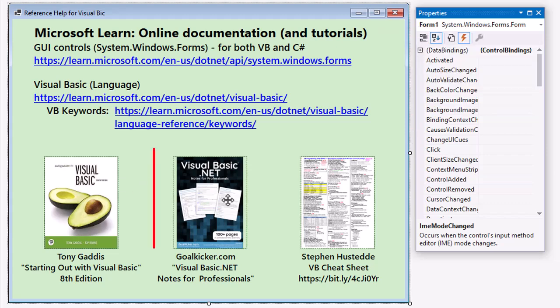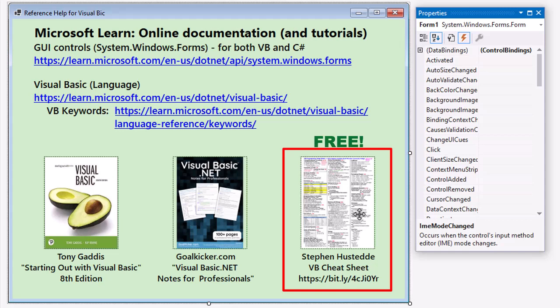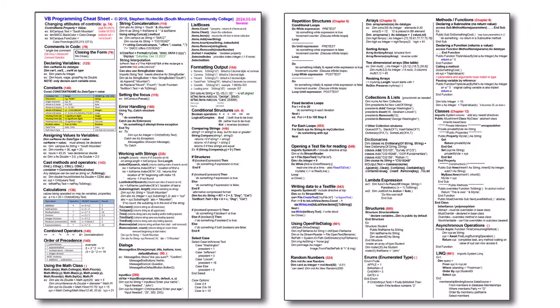I also put in the Canvas site a link to the goalkicker.com text called Visual Basic .NET Notes for Professionals. This is a free book that's available to you and is a great reference and provides some good examples of using code. And then finally, there's my cheat sheet that I've created for this course. It's available in Canvas, but I also give you a link here to my public site that you can download it if you're not enrolled in the course.